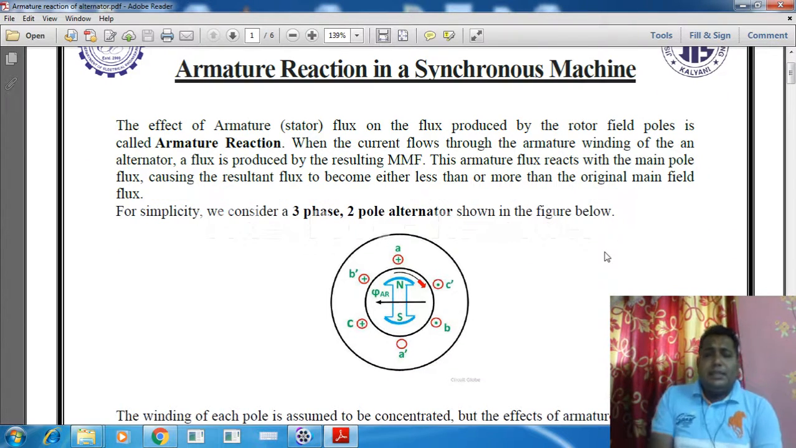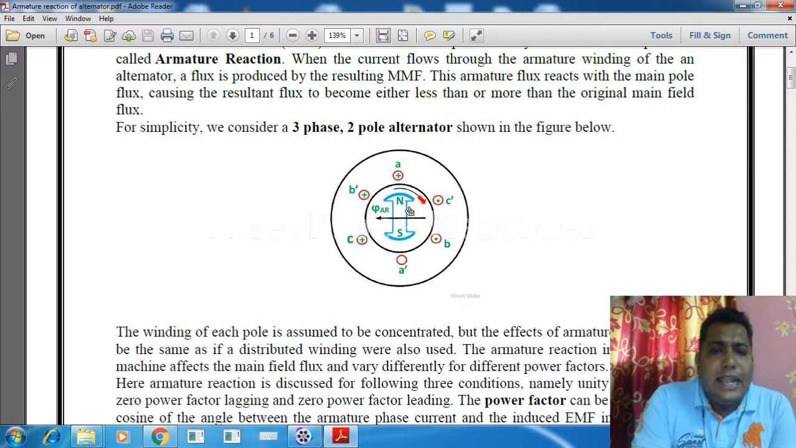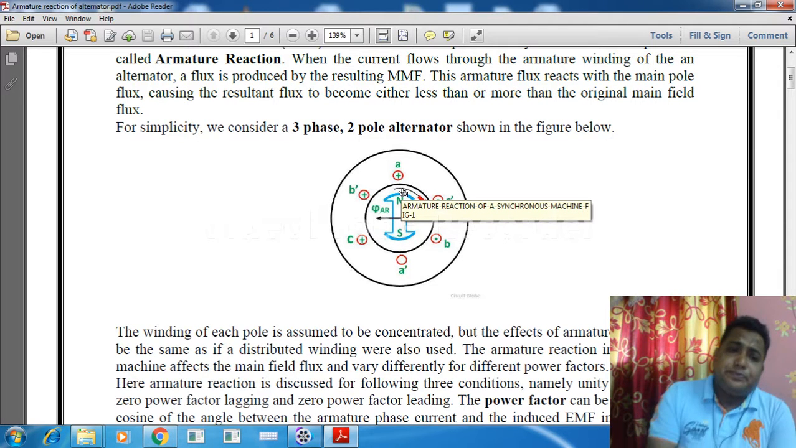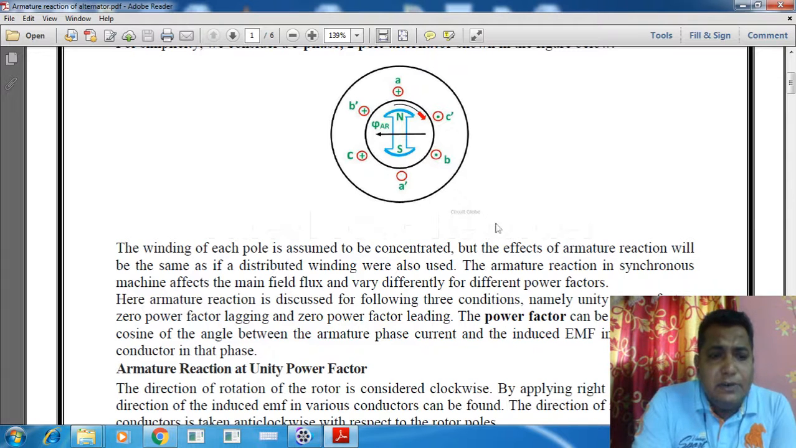So it is a diagram. What is the diagram? For simplicity, we consider the three-phase, obviously a three-phase machine, two-pole alternator diagram. It is a salient pole machine, as we can see. Now see what is written over here.